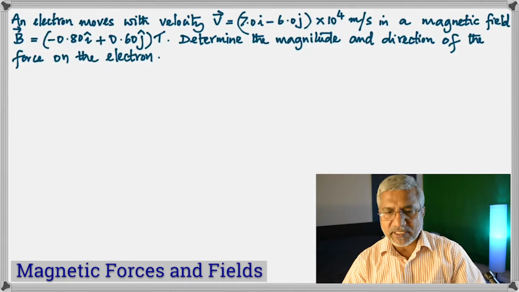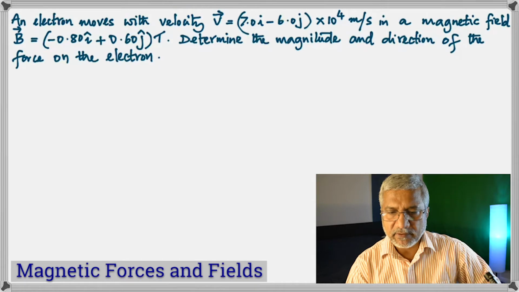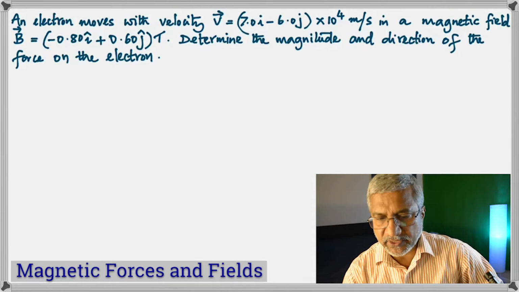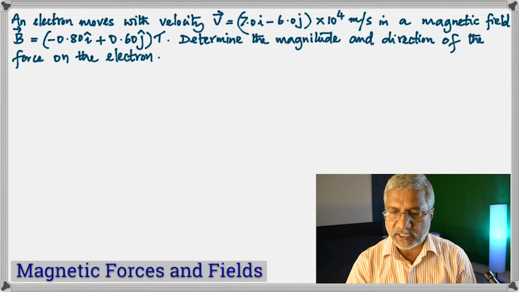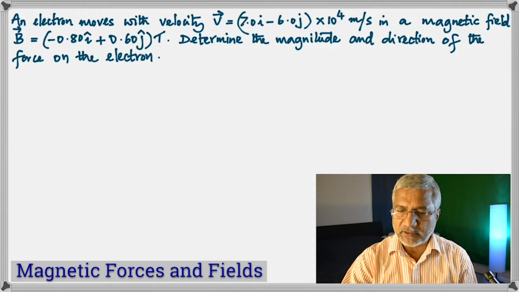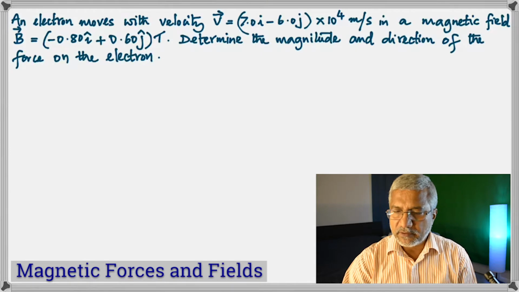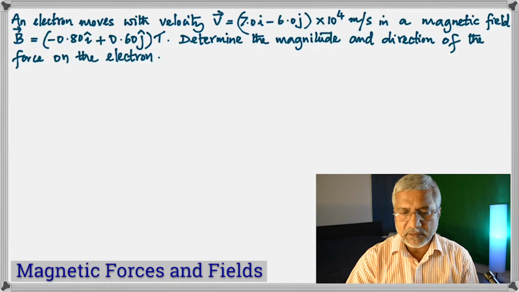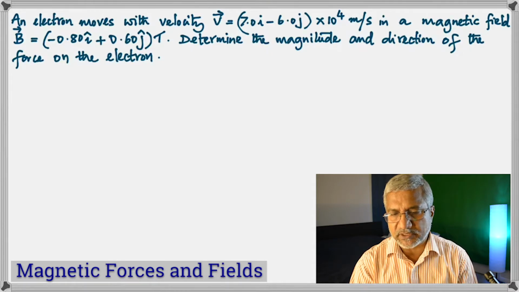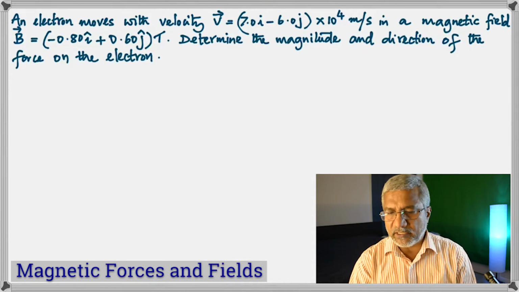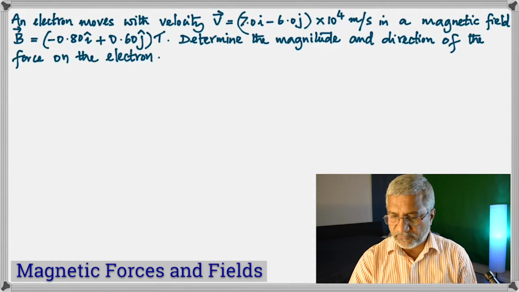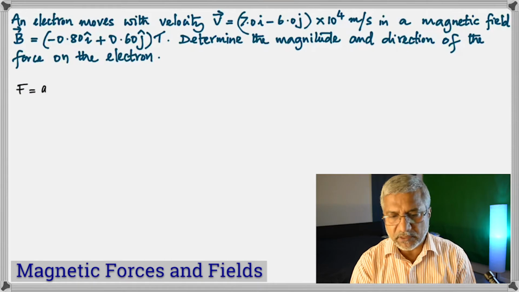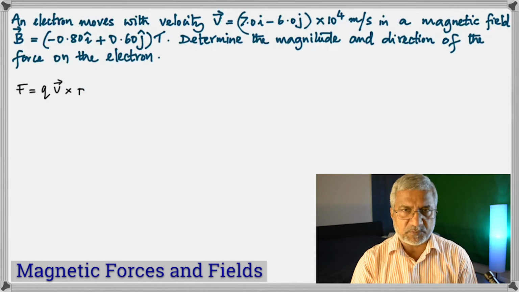All right, so here is a problem that illustrates the force acting on an electron. The electron is moving at the velocity given by 7i minus 6j times 10 to the 4 meters per second in a magnetic field B, which is negative 0.8i plus 0.6j Tesla. Find the magnitude and direction of the force on the electron. So we know that the force is given by QV cross B. So we'll have to take the cross product.